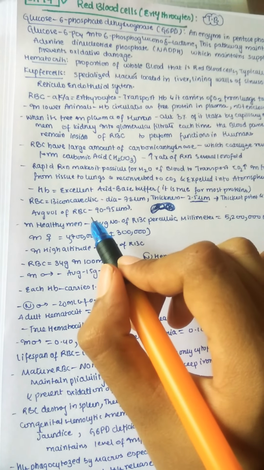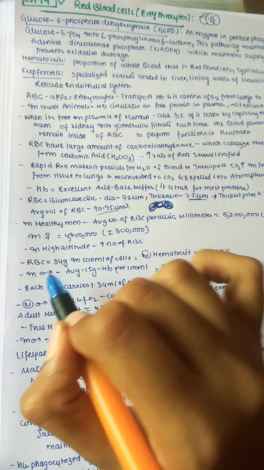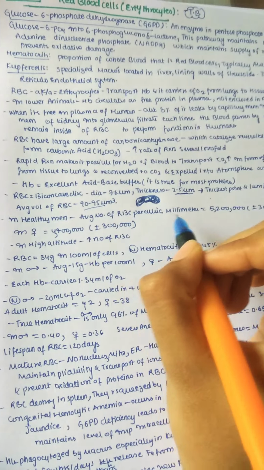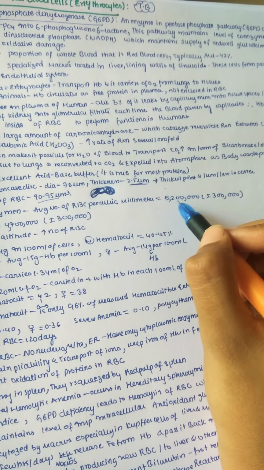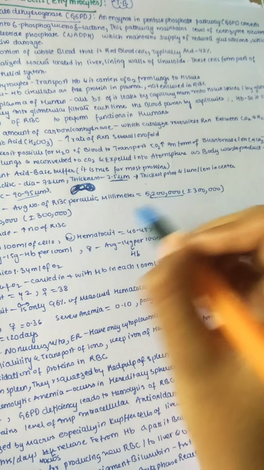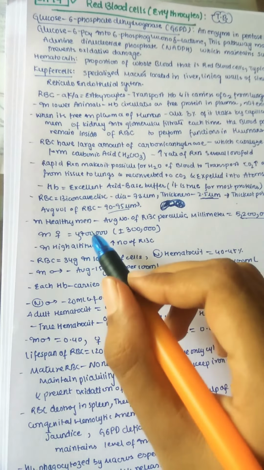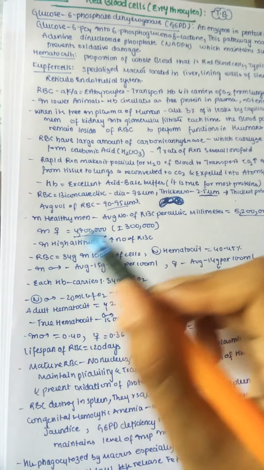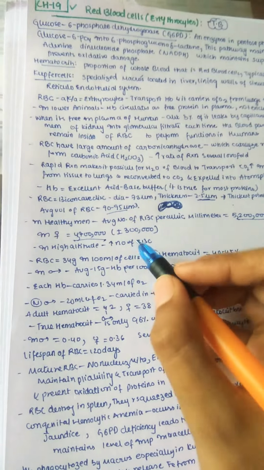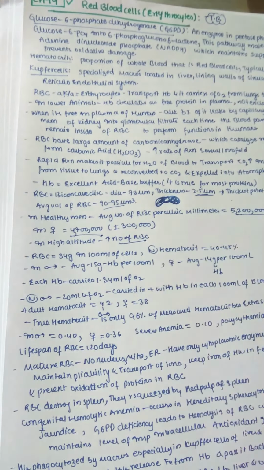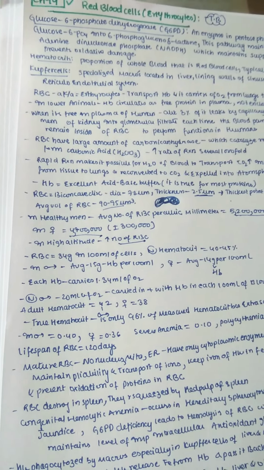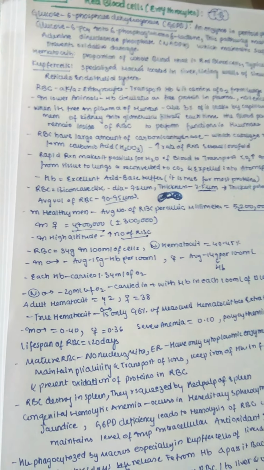So the average volume of an RBC is about 90 to 95 cubic micrometers. And in a healthy man, the average number of RBC per cubic millimeter is, like you can see here, 5 million, and in a female it's about 4 million. And at higher altitudes, as you are moving higher to the mountains, your number of RBC also increases. And the people who are born at those higher altitudes normally have higher red blood cell counts when compared with people from lower altitudes.